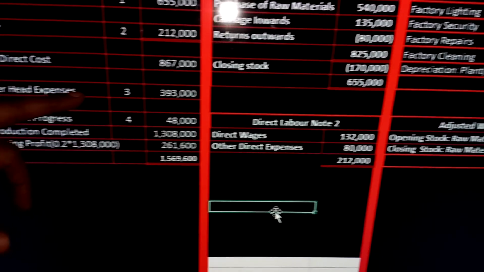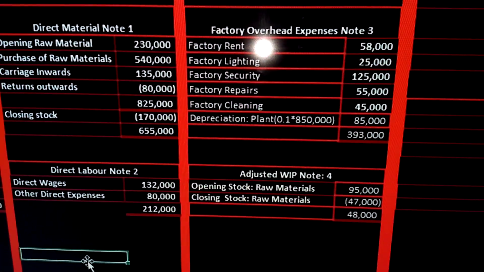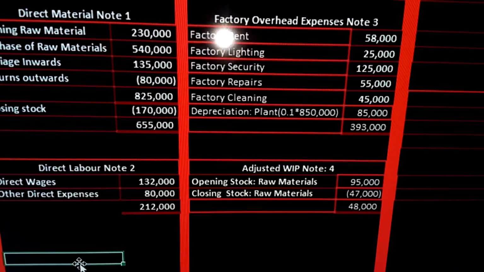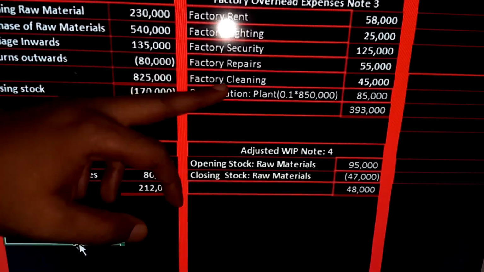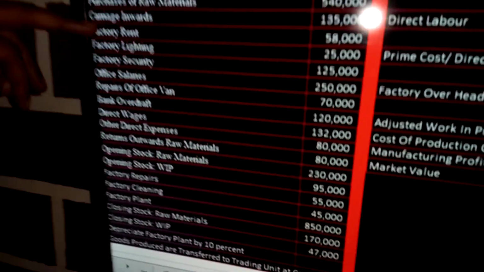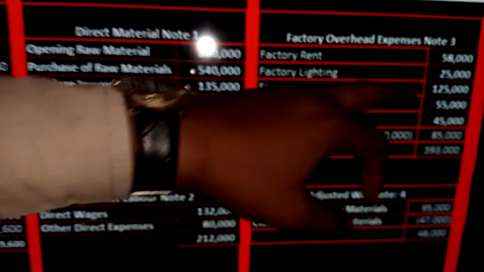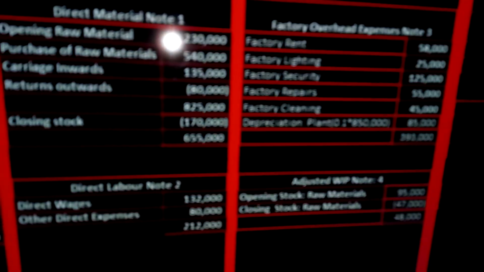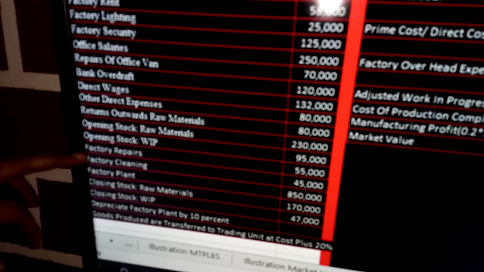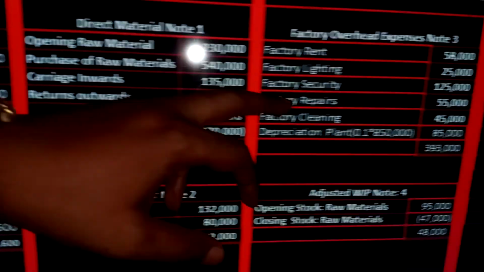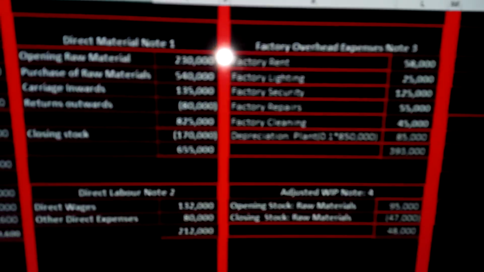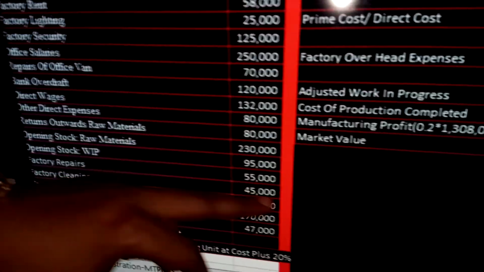So let's go factory overhead expense. Note 3. Look at it here. All your factory expenses, factory rent, factory lighting, factory security, factory repair, they are all in the question. Look at it here. Factory rent, 58,000. Factory lighting, 25,000. Factory security, 125,000. Then we have factory repairs here, 55,000. We have factory cleaning, 45,000.